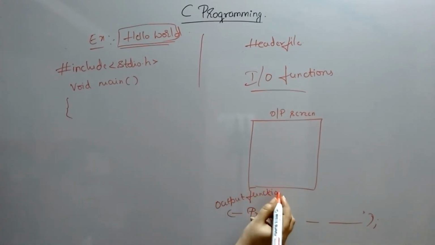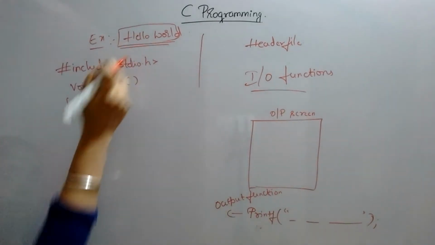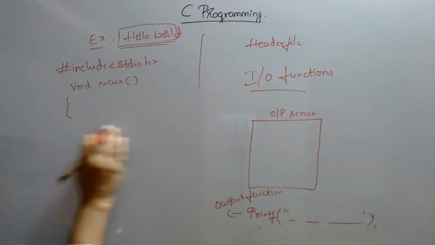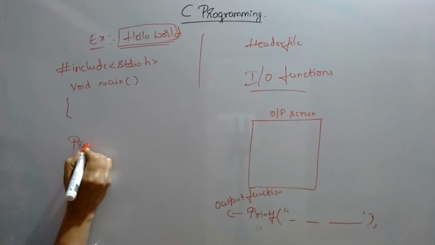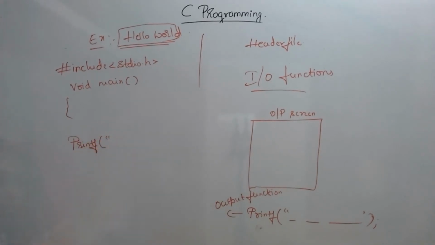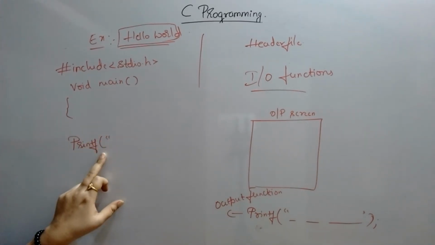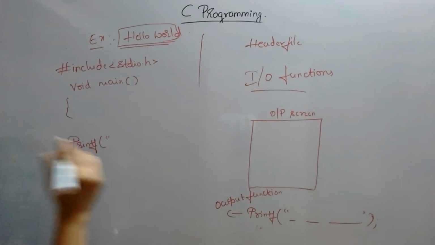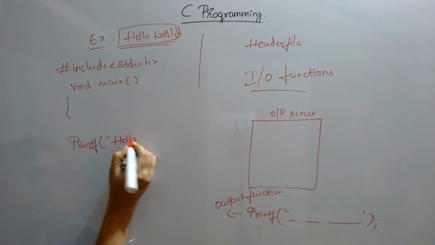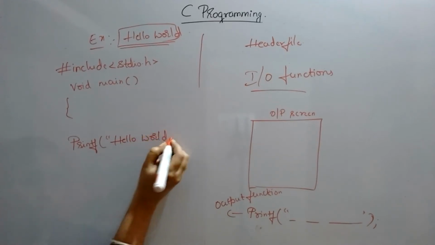Printf is an output function. Now let's see how to write printf. I have to print hello world, right? There is no declaration anything here, so directly I am going to use the printf statement. Printf with an opening parenthesis, within the double quotes I have to write hello world.